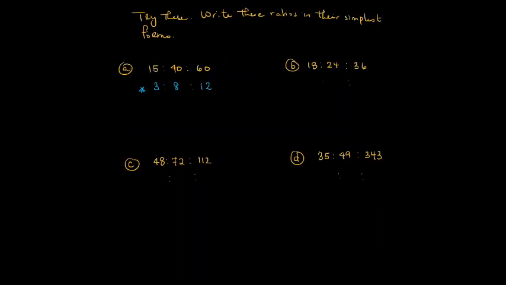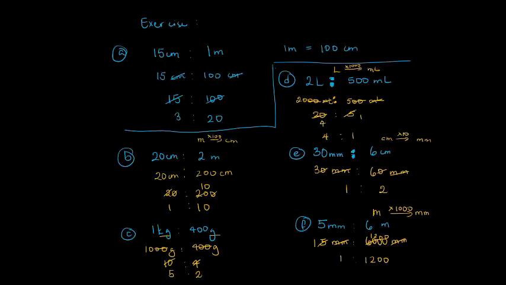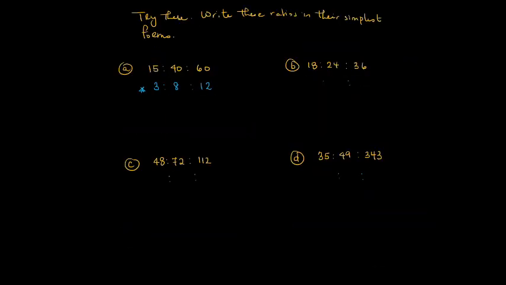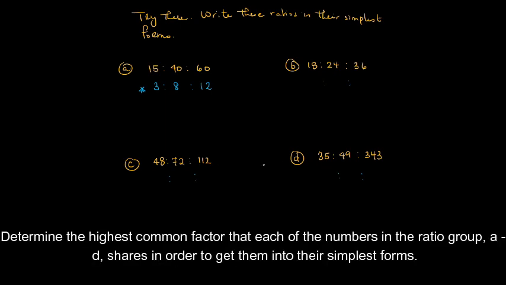And that's pretty much it. So you could try your hands at these. This is simpler. It says, write these ratios in their simplest forms. So we already have 1. We have 15, 40, 60, and we end up with 3, 8, 12. So try 18, 24, 36. 48, 72, 112. And 35, 49, 63. Pause the video to try it.